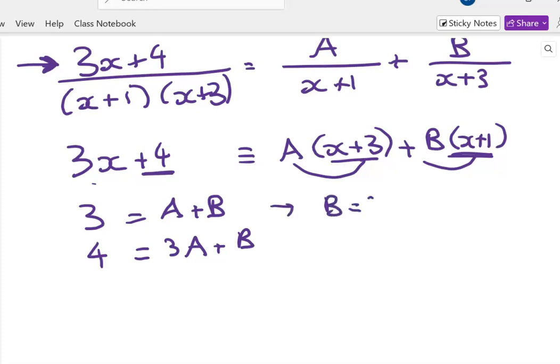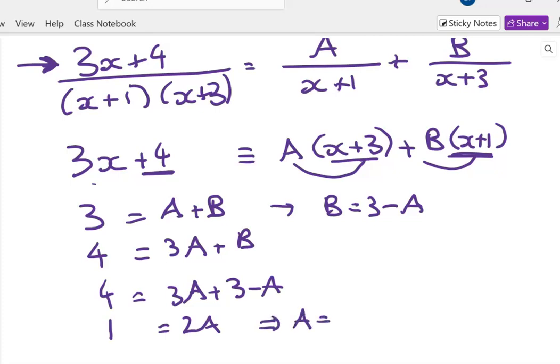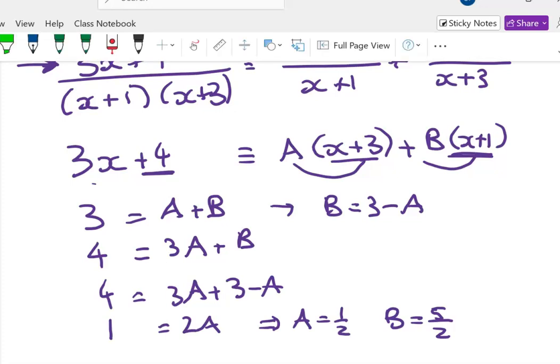Substituting, b is equal to 3 minus a. So we get 4 is equal to 3a plus 3 minus a, which gives us 1 is equal to 2a, which means that a is equal to a half. And that gives us straight away that b is equal to 5 over 2. So that's one way to do it. I actually don't usually use the simultaneous equations method, but it's a good method. I think especially when you're starting out, it makes it really, really clear what's going on.